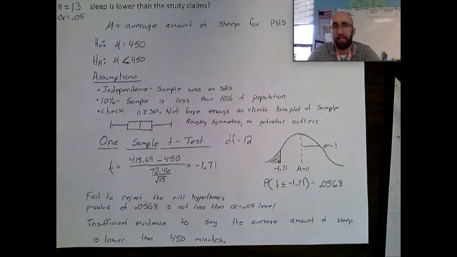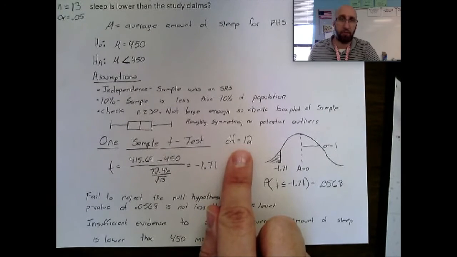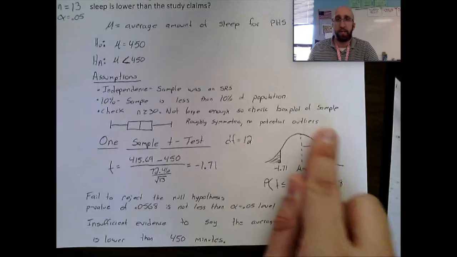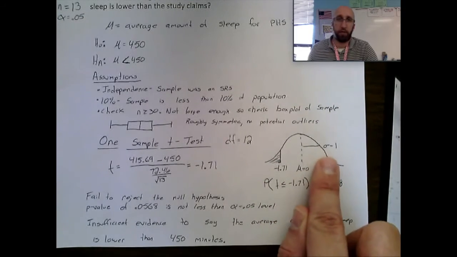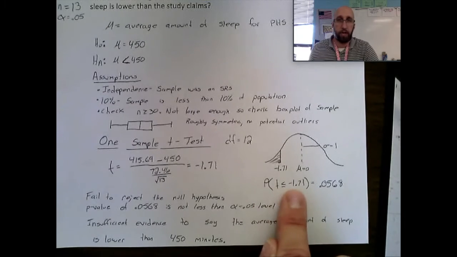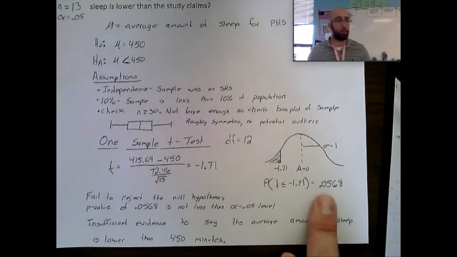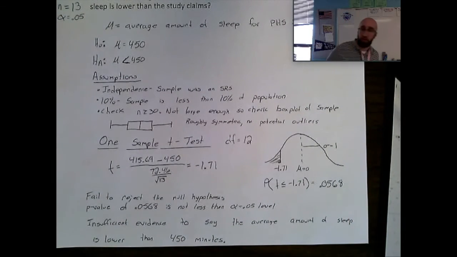Now, anytime you do a t-score or anything with t, really, you're going to need degrees of freedom. So in a one-sample t-test, it's just n minus 1, or sample size minus 1, so I got a degrees of freedom of 12. My t-distribution is going to be centered at 0 with a standard deviation of 1. I labeled negative 1.71, put some notation on here, and my calculator told me the p-value is 0.0568.